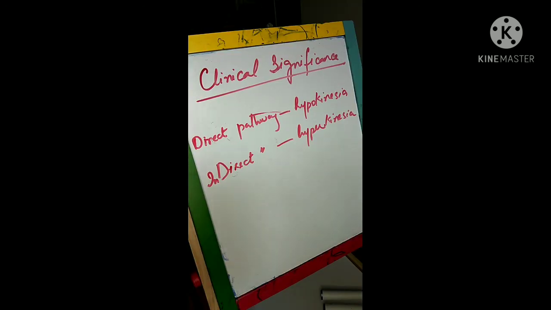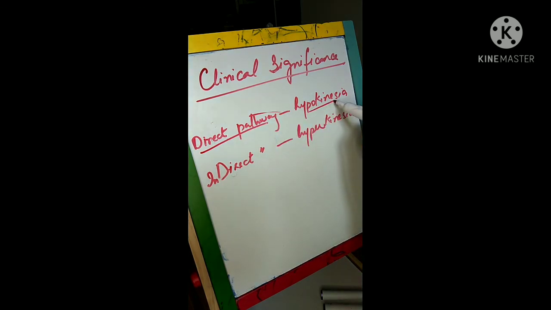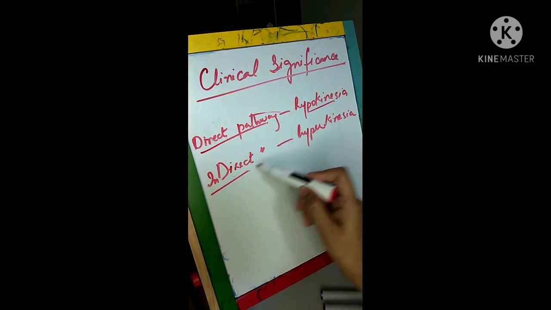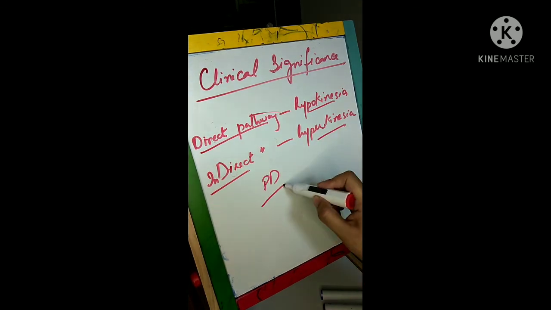Last point is clinical significance. When there is a problem with the direct pathway, there will be hypokinesia such as bradykinesia, and when there is a problem with the indirect pathway, there will be hyperkinesia such as chorea, ballismus, tremors, hyperkinetic movements. And in case of Parkinson's disease, I have told you, due to dopamine depletion, both of these occur.